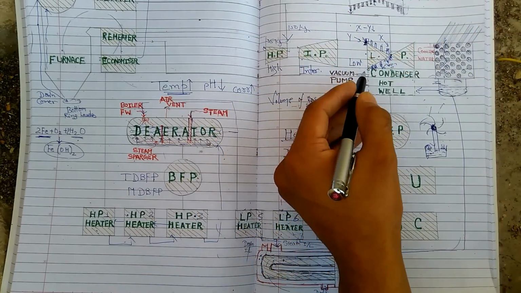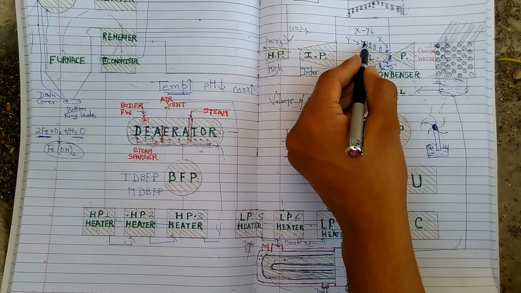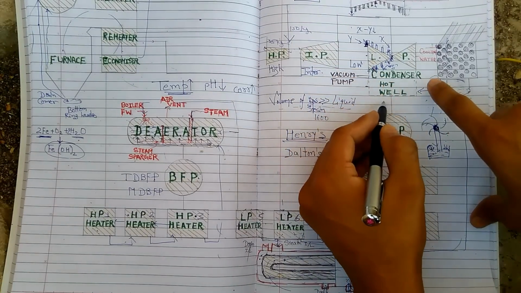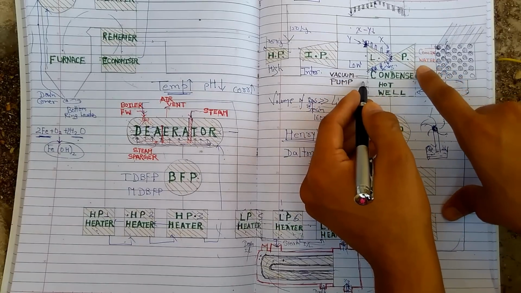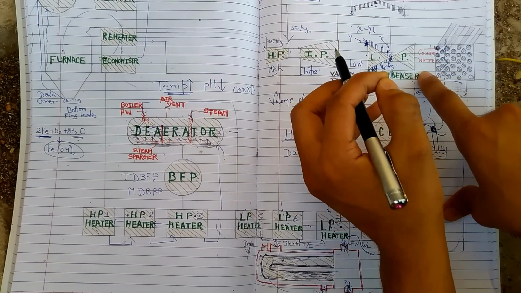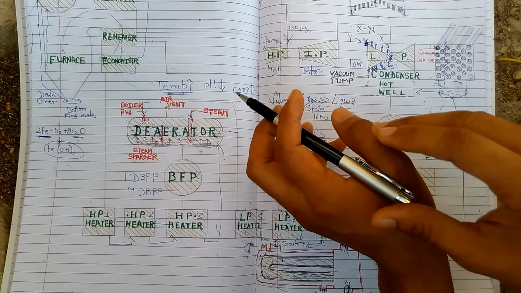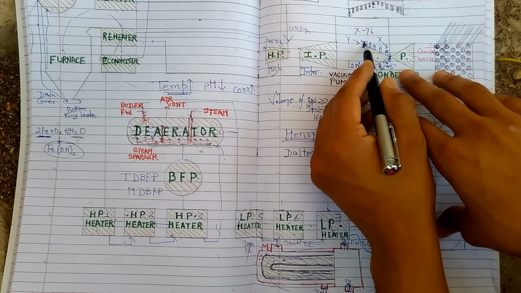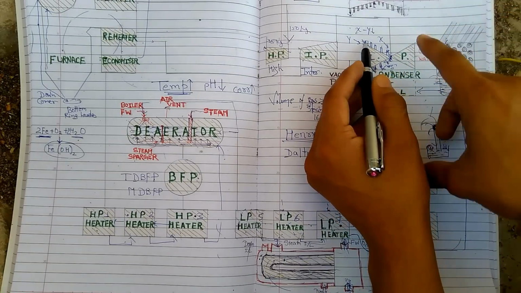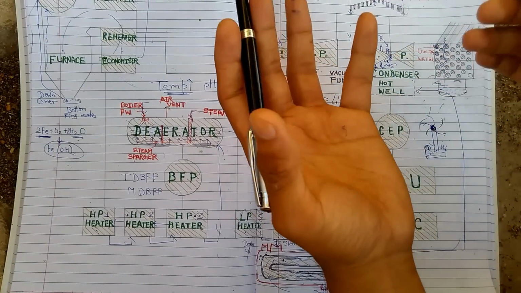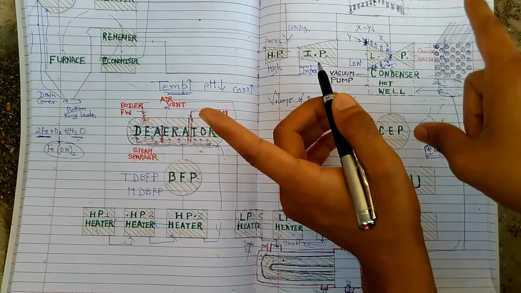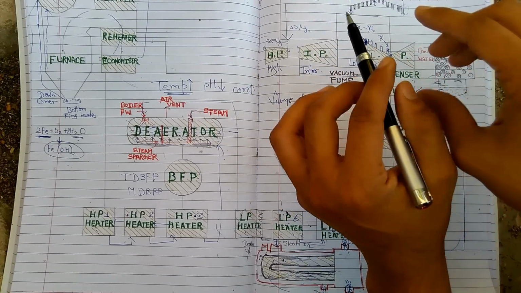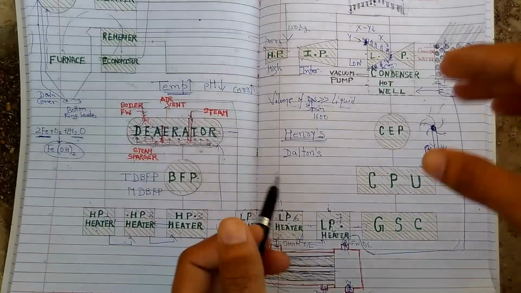So the last stage of this turbine is connected to something called the condenser, and I create a vacuum in that condenser. Due to that vacuum, the last stage of the turbine is in vacuum. That is why the difference between X and Y increases, due to the reduction in the pressure Y, and that increases the efficiency of this cycle.